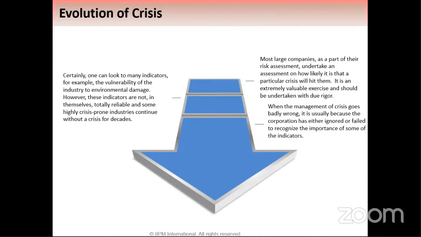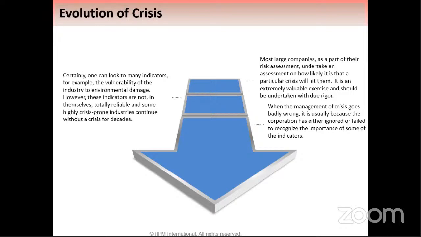For example, the vulnerability of the industry to environmental damage. However, these indicators are not in themselves totally reliable, and some highly crisis-prone industries continue without a crisis for decades. Meaning that there are indicators that show highly crisis-prone industrial areas, and there are some industries in such areas that have not experienced crisis for decades, because crises evolve, crises metamorphose. There's an evolution of crisis. It moves from one level to another.